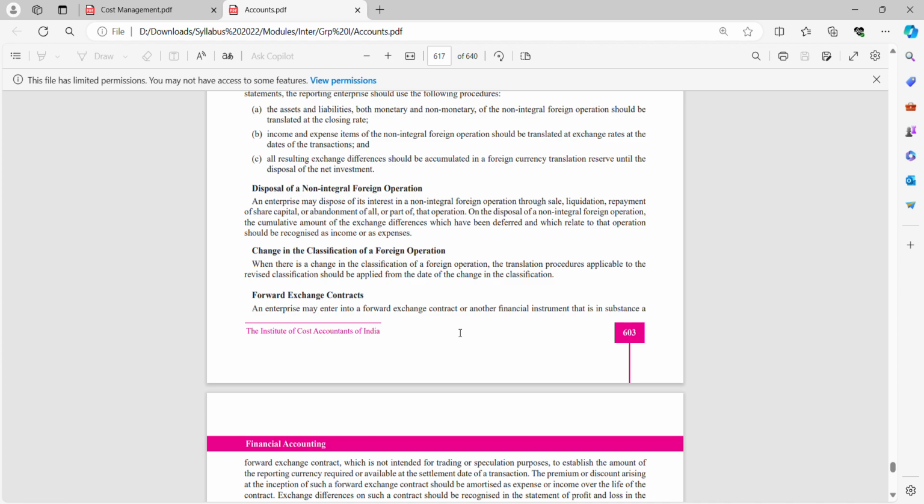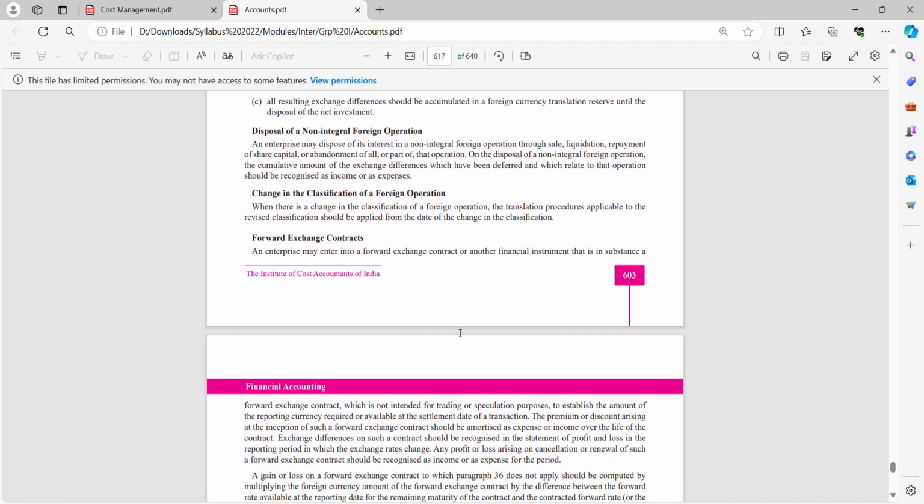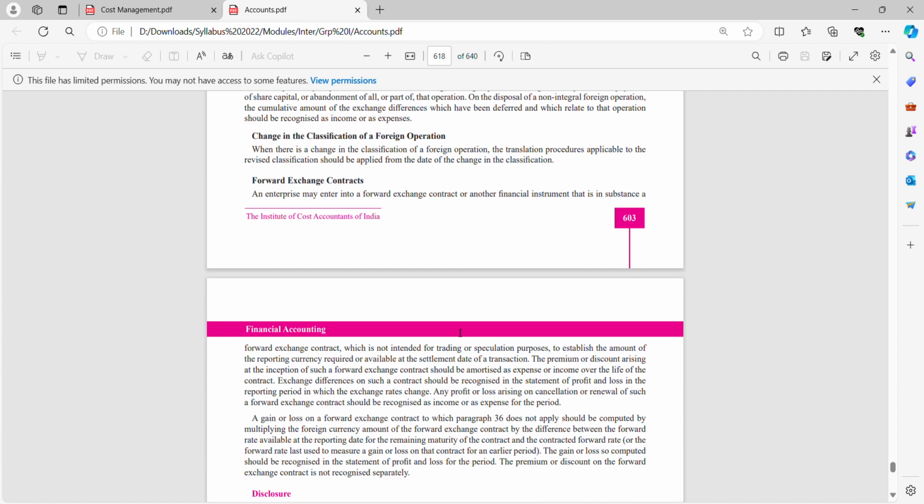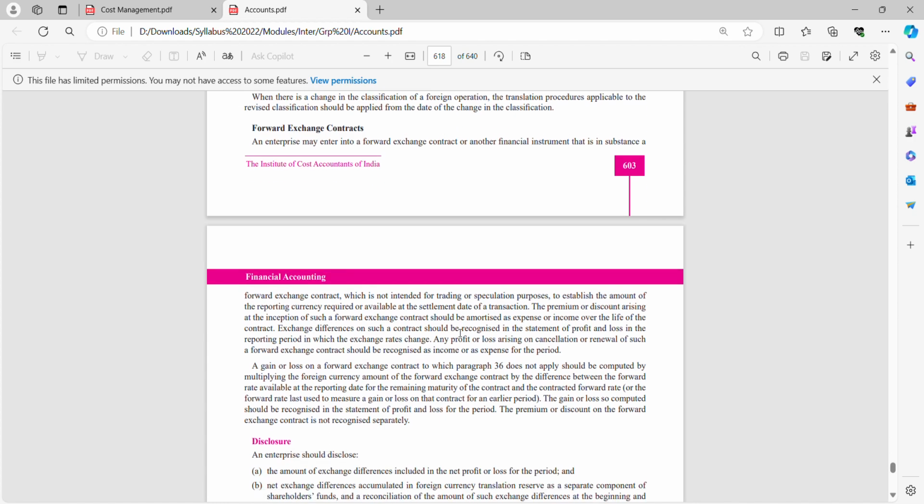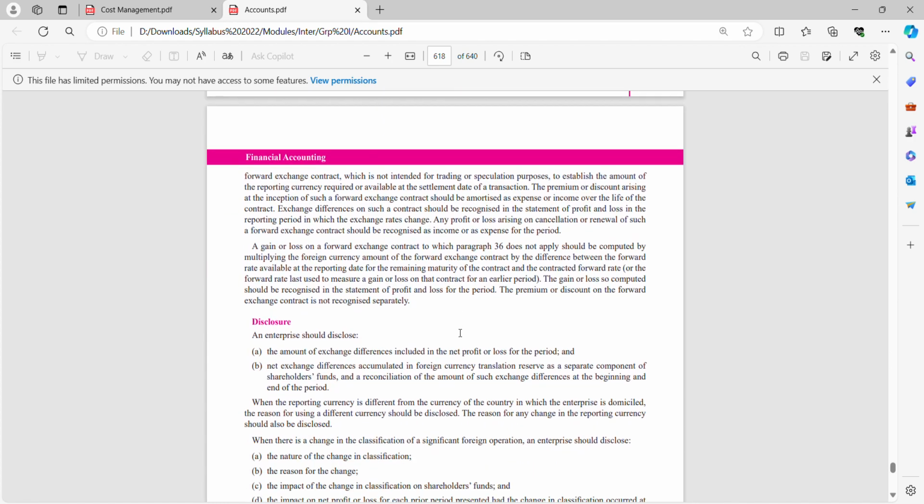An enterprise may enter into a forward exchange contract or another financial instrument that is in substance a forward exchange contract which is not intended for trading or speculation purposes. So what is a forward exchange contract? Let us try to understand in small layman language.